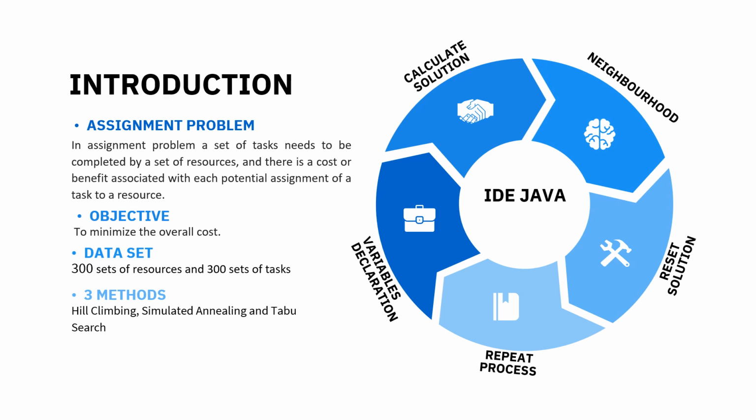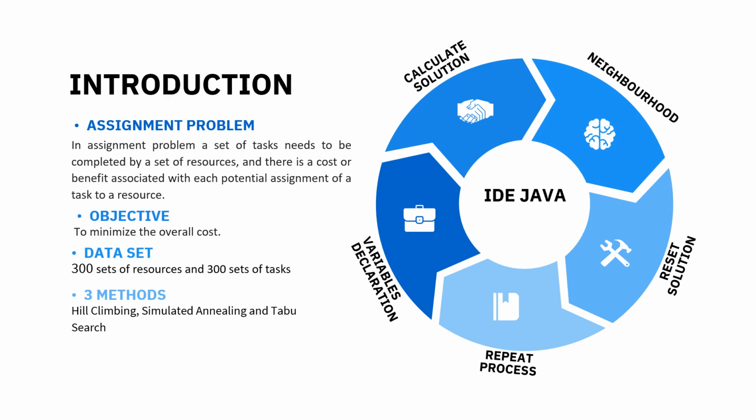The first one is variable declarations. We first declare all the 300 tasks and resources from the data sets. Second is calculating the solutions, where different methods have a different way of calculating. Third is the neighborhood. From my observation, all three methods have a similar neighborhood, which is randomly picking two different jobs and swapping them. In my analysis, I will maintain the same neighborhood for all three methods.